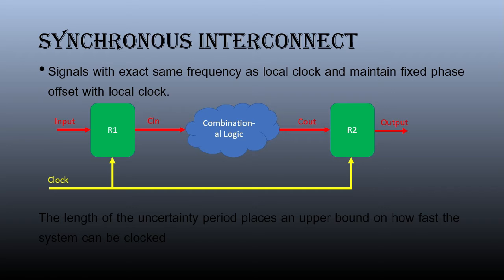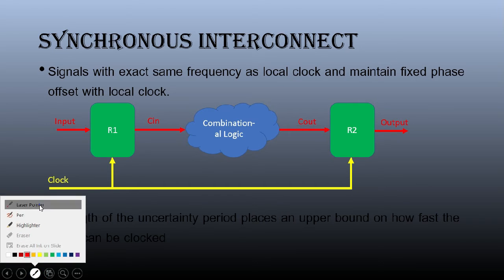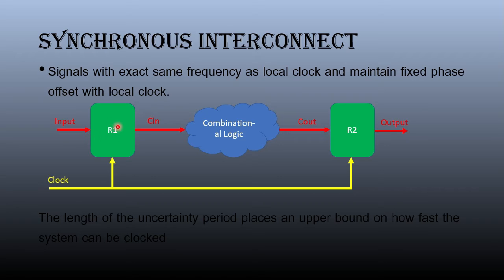So if you observe here, this is R1. Let me take the laser pointer. This R1 is register 1 and this is register 2. So it is a register to register path, we call it a reg to reg path, right? And there is some combinational logic, whichever gate it may be, AND gate or OR gate, something like that. We have some combinational logic in between.